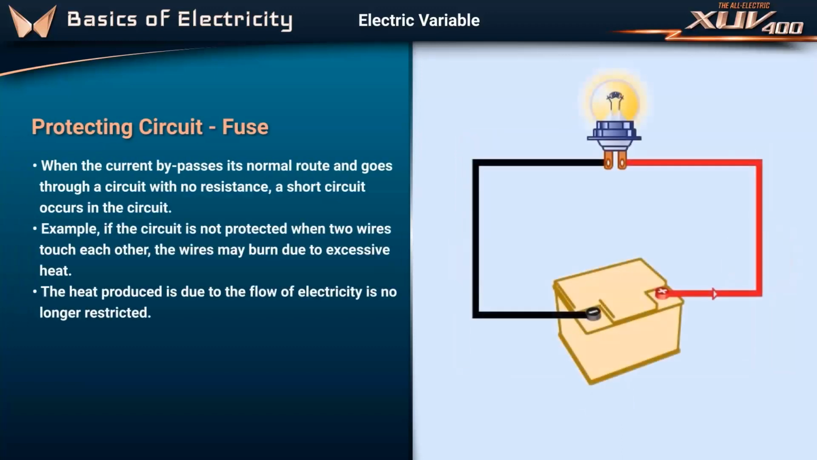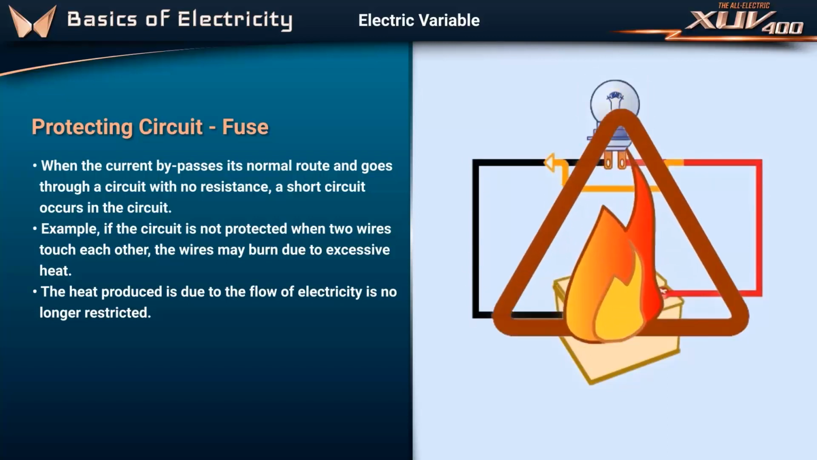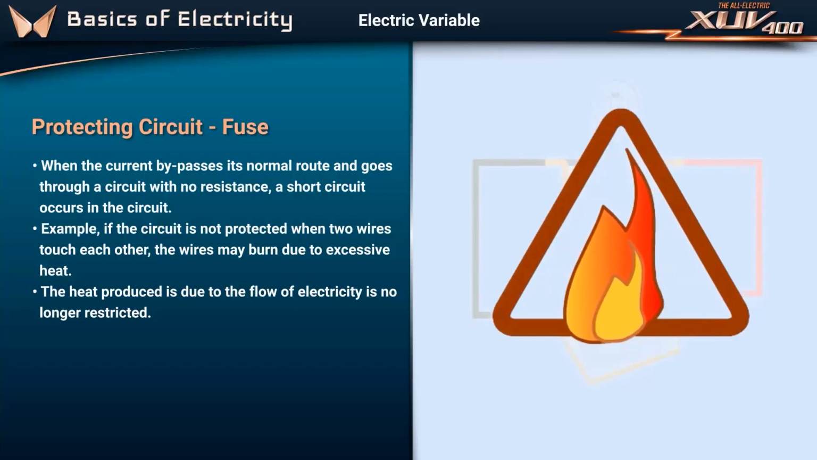Protecting circuit, fuse. When the current bypasses its normal route and goes through a circuit with no resistance, a short circuit occurs in the circuit. For example, if the circuit is not protected when two wires touch each other, the wires may burn due to excessive heat. The heat produced is due to the flow of electricity no longer being restricted.